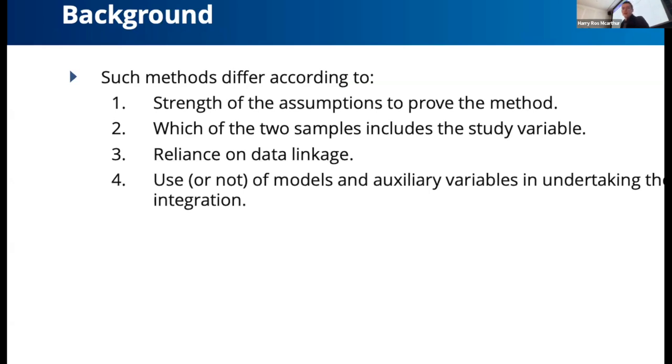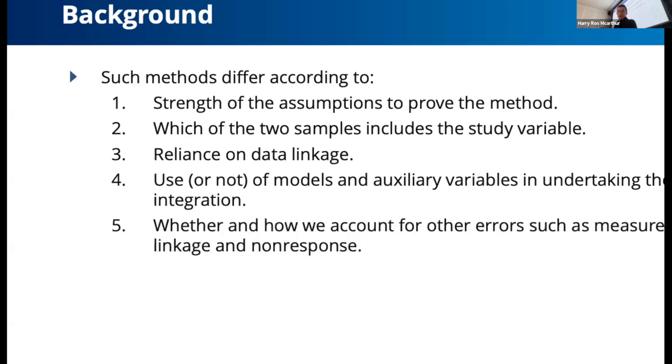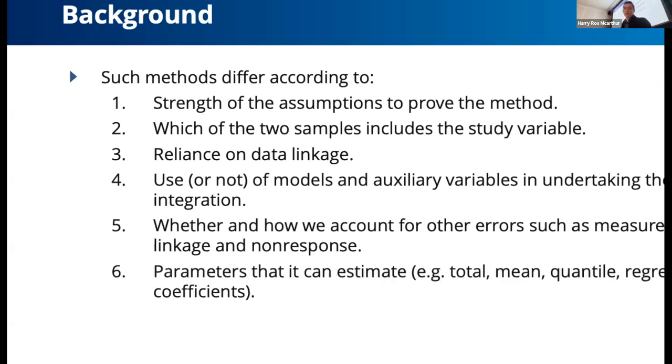They also differ in the use or not of models and auxiliary variables in undertaking the integration, and whether and how we account for other errors such as measurement, linkage, and non-response, because how we account for these is going to have implications that flow onto the standard error and the accuracy of our statistics. So that's really important to account for. And finally, the parameters that it can estimate. Can this integration method estimate totals and means, or can it also deal with quantiles, regression coefficients, and so on?